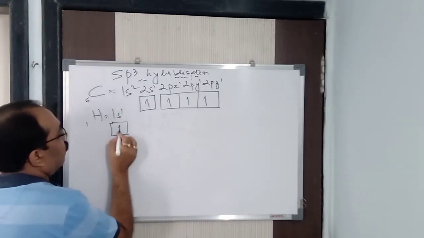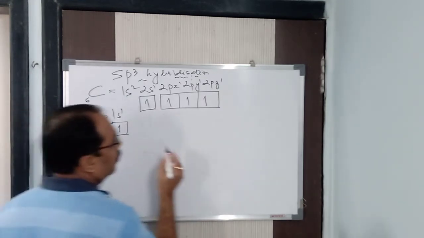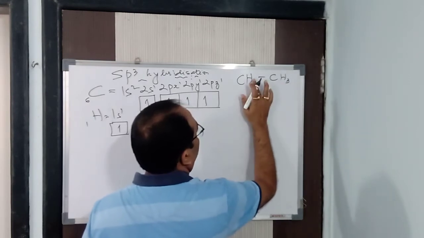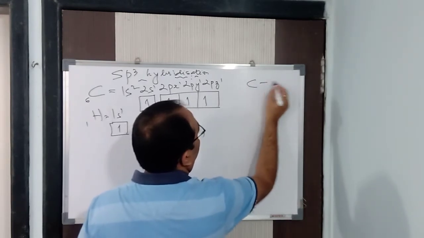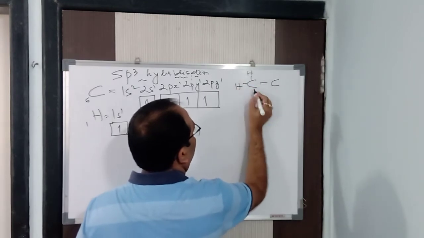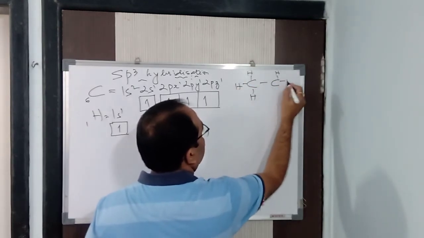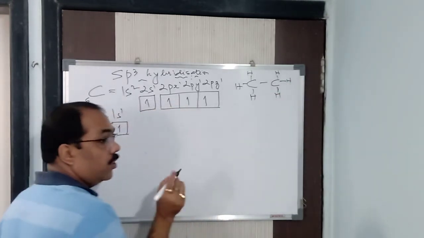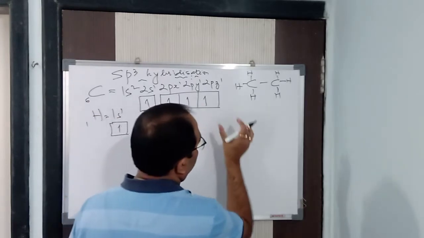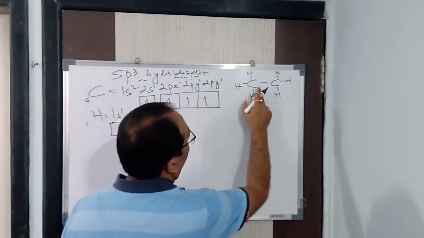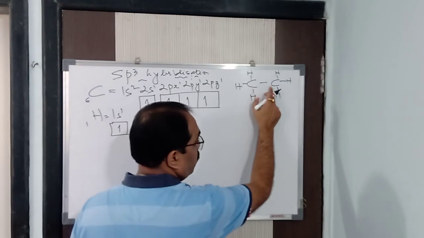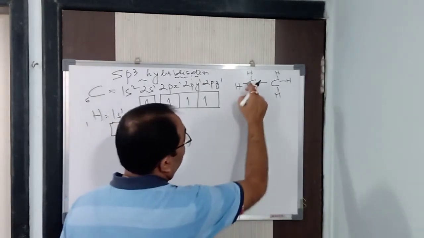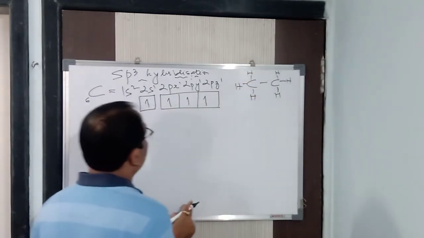Now, when I say ethane, ethane is what? CH3 single bond CH3. If I draw the structure, it will be better for you to understand. Now listen carefully here, you need to understand it very properly. There is a bond between carbon and carbon first of all, and then after that there is a bond between carbon and hydrogen.